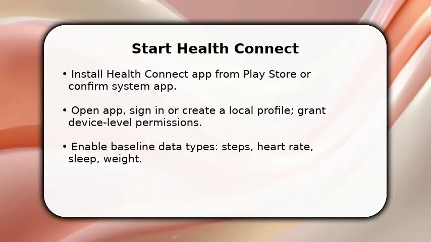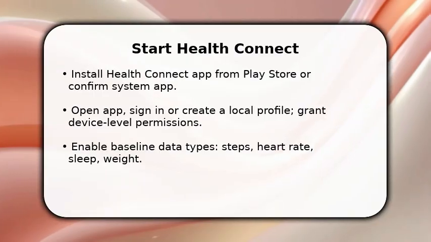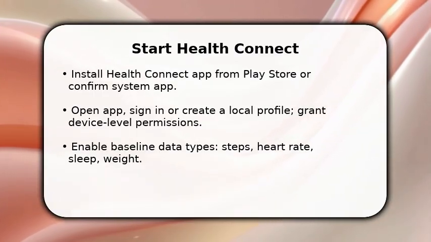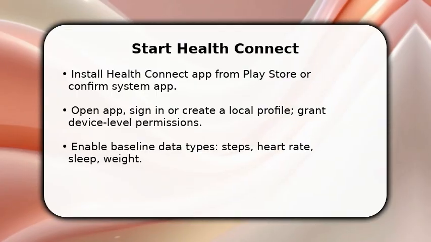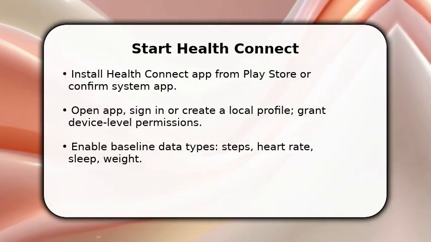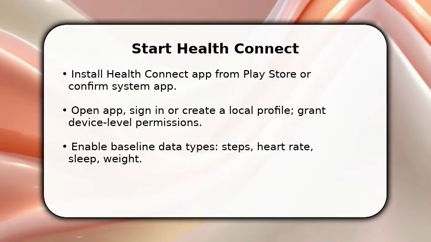You begin by opening Health Connect and creating or confirming your profile. This links local health data securely. Once done, grant the app device-level permissions so it can read and write the basic types you need.